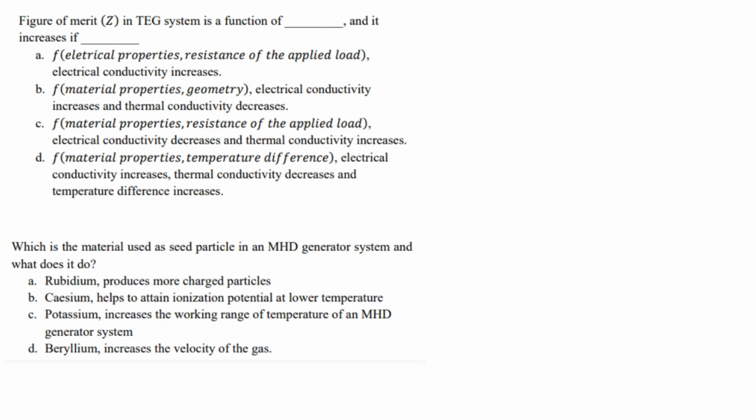Similarly, you have to say that the figure of merit will increase when the electrical conductivity increases and thermal conductivity decreases, or electrical conductivity decreases and thermal conductivity increases, and so on. Actually, there are three factors on which the figure of merit of the TEG system depends: electrical conductivity, thermal conductivity, and temperature difference. So the answer will be B. The figure of merit depends on material properties and geometry, and it will increase if the electrical conductivity increases and the thermal conductivity decreases.